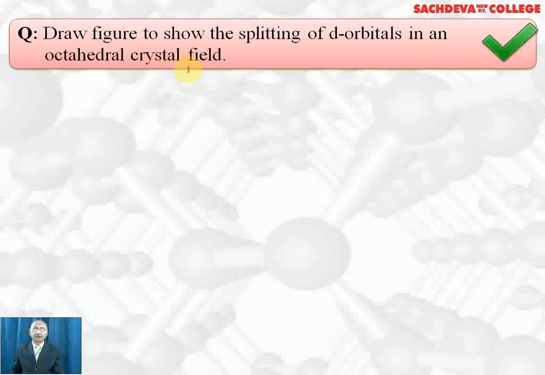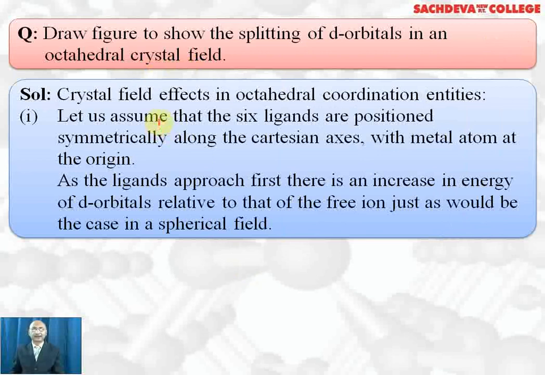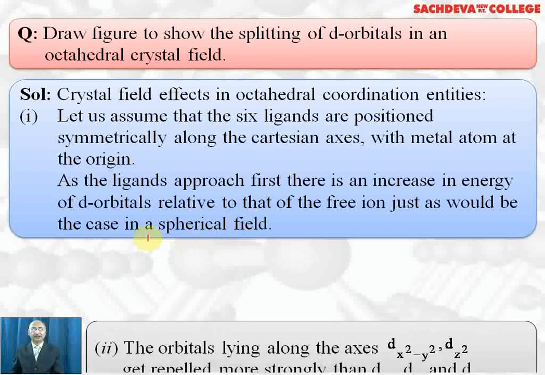Draw a figure to show splitting of d orbitals in an octahedral crystal field. Crystal field effects in octahedral coordination entity: there are 6 ligands positioned symmetrically along the Cartesian axes with the metal atom at the origin. As the ligands approach, first there is an increase in energy of d orbitals relative to that of the free ion, as would be the case in a spherical field.